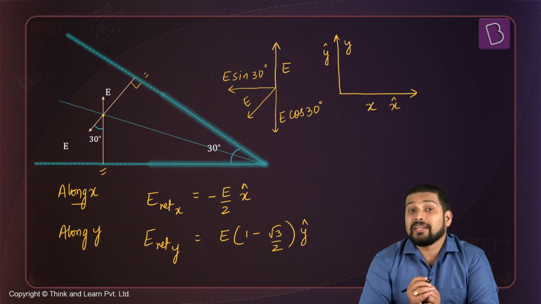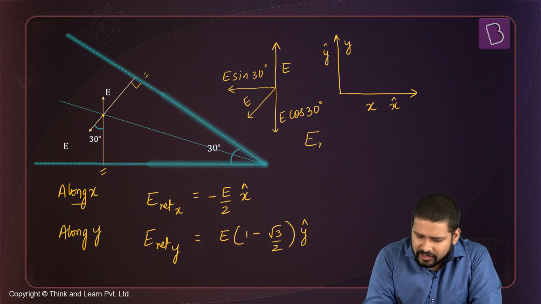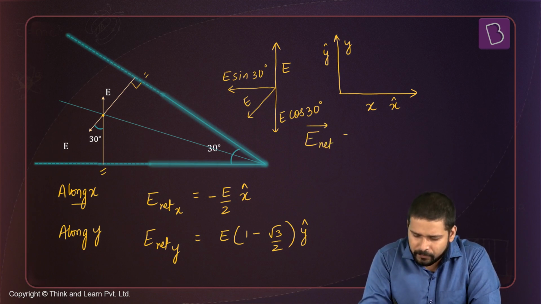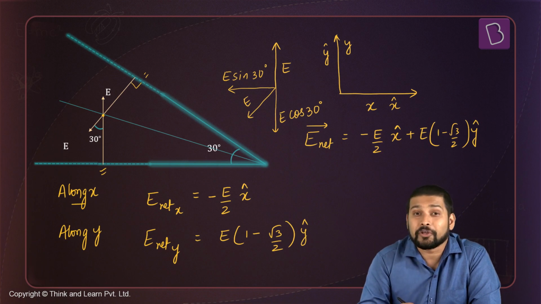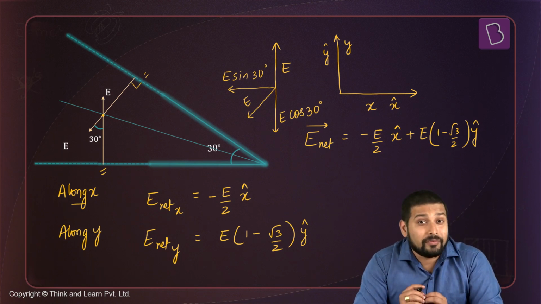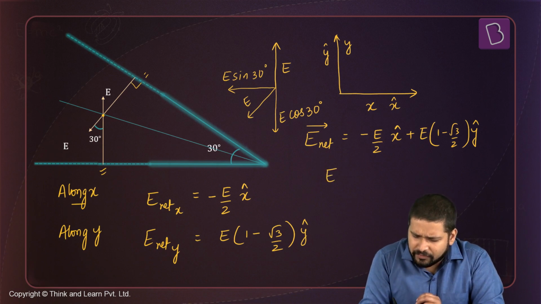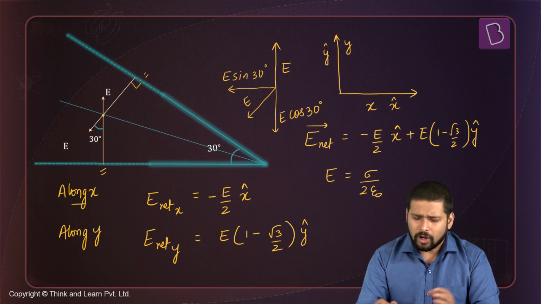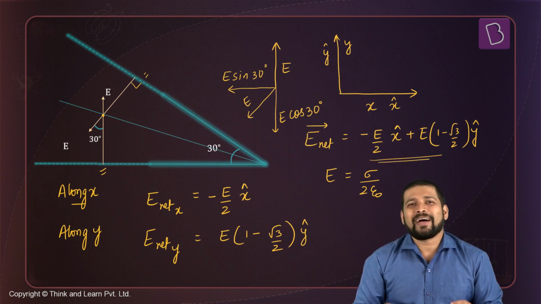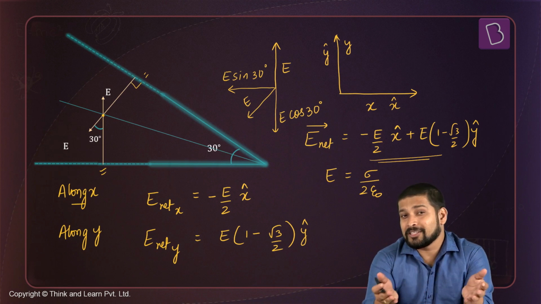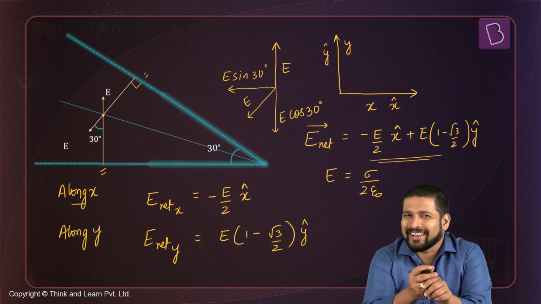Perfect. What about the E net vector? So E net vector is going to be equal to minus E by 2 x cap plus E times 1 minus root 3 by 2 y cap. That's what you have. Now let's just substitute the value of electric field. As you know, the value of electric field for an infinite plate is given by sigma by 2 epsilon naught, right? All you need to do is plug in the value of E in this expression right over here and then match it up with the correct option. So as far as this question goes, this is how you solve this problem on electric field.